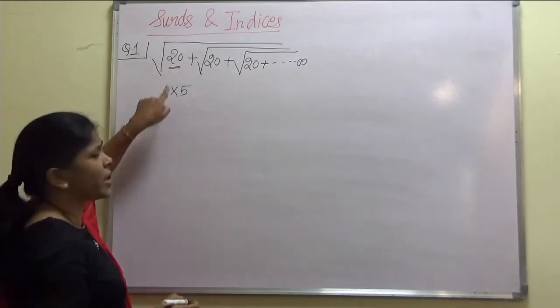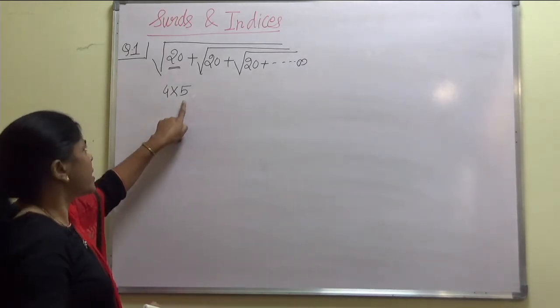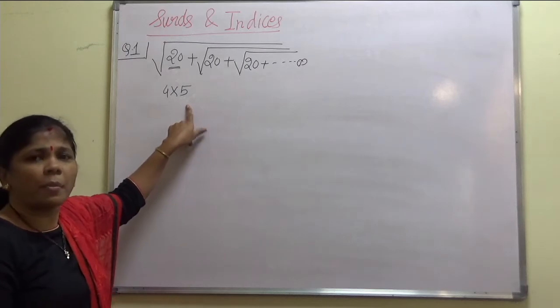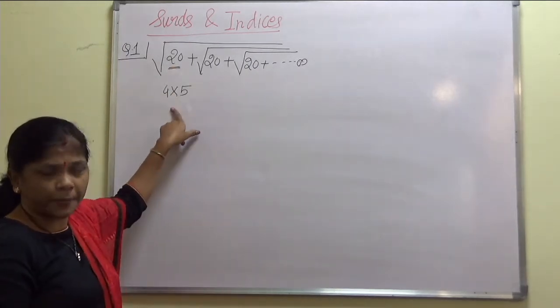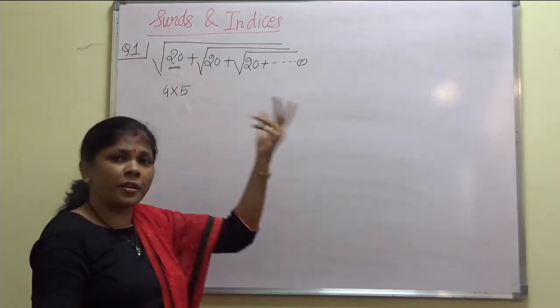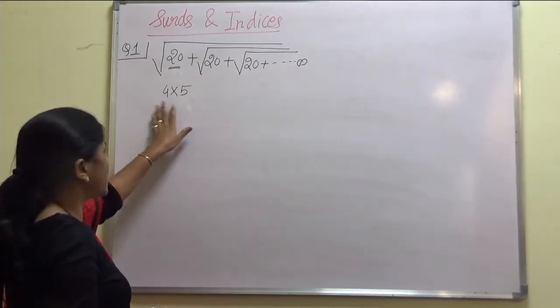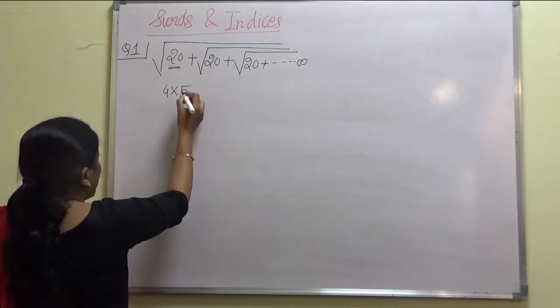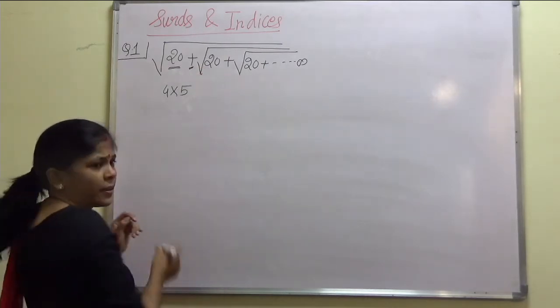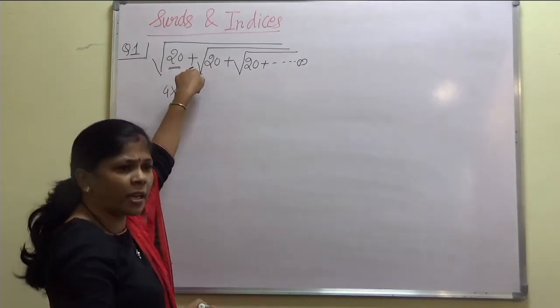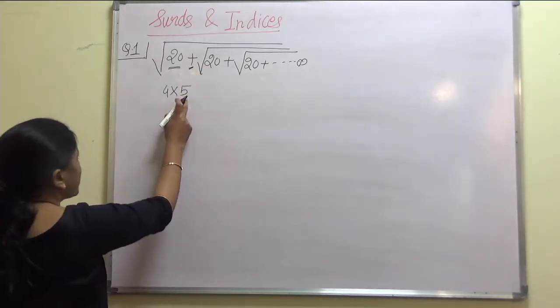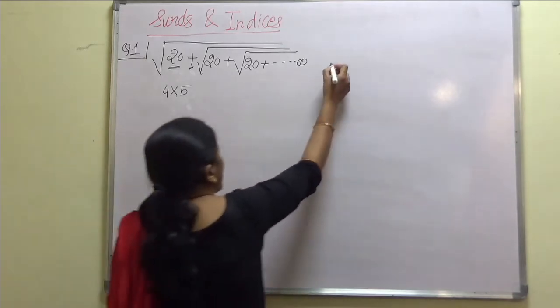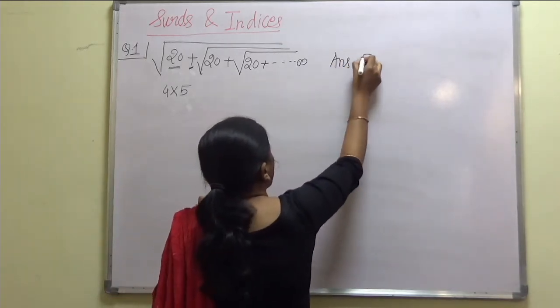So I can write 20 as 4 into 5, and I can see that the difference between these two numbers is nothing but 1. So always write this number in the form of a product of two numbers whose difference is 1. Here it is possible. Then look for the sign in between. If we have a plus sign, then the answer is nothing but the greatest of these two numbers. So the answer for this must be 5.